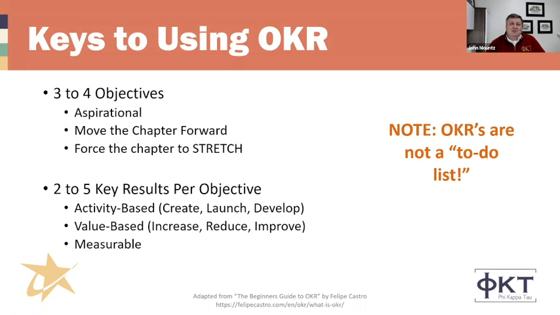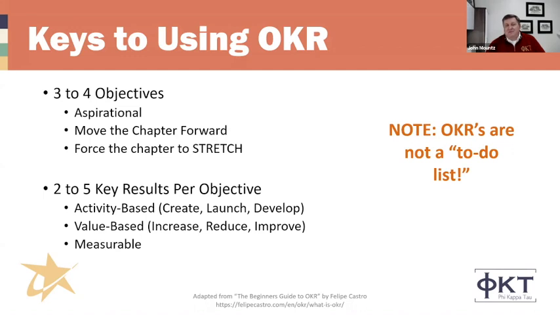Then you want to set 2 to 5 key results per objective. Now, there are 2 different kinds of key results. Activity-based, that's something you want to do. We want to create a new program. We want to launch a new website. We want to develop a new member education program, something that you're going to do.